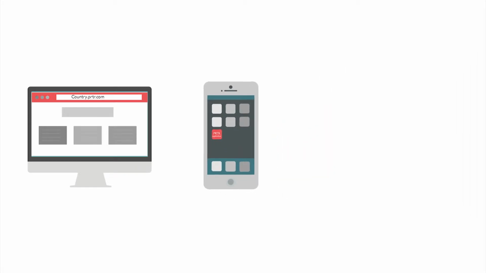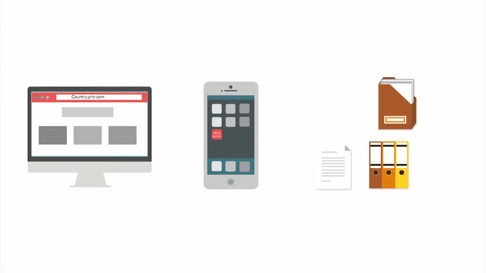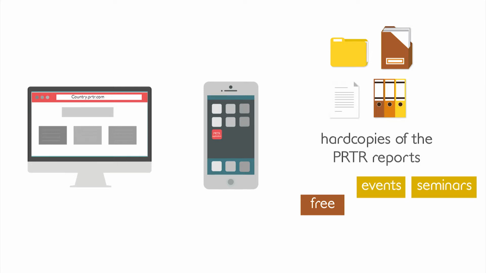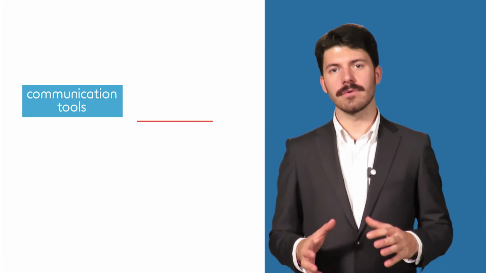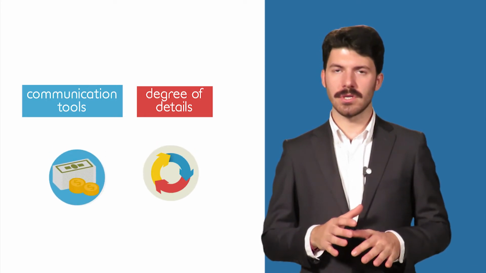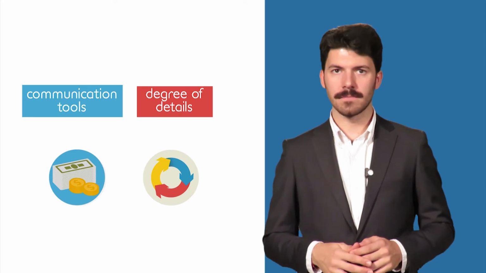If the country has a low level of digitalization or limited access to internet, governments should provide hard copies of the annual national PRTR reports or summaries for free to anyone interested, or distribute them during official events, seminars or conferences. The choice of the communication tools and the degree of details should also take into consideration the relative cost, to make sure that the dissemination system will be sustainable in the future. This is also the reason why national strategies on how to make PRTR data available to the public can differ substantially from one country to another.